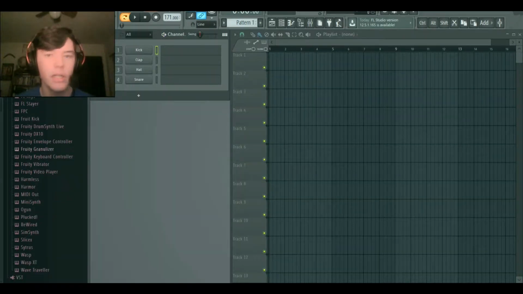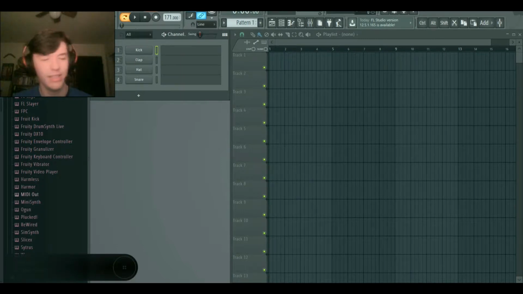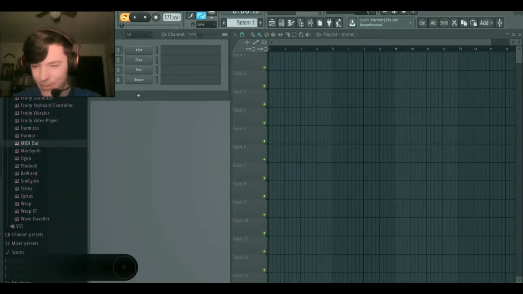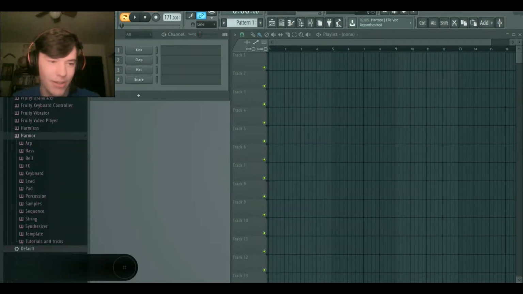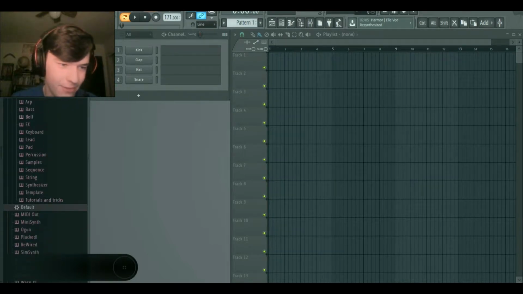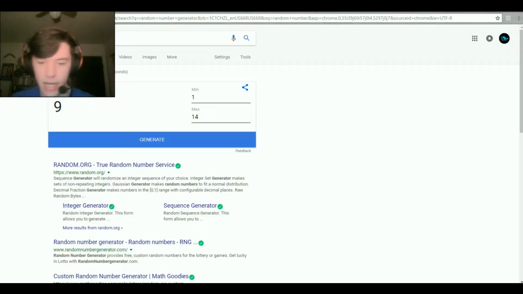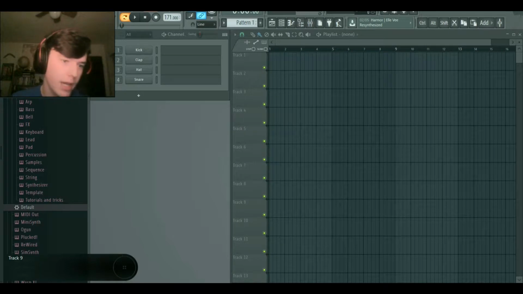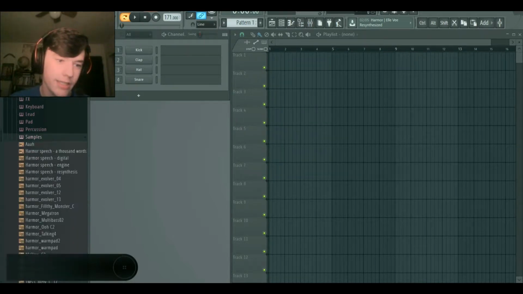We have 29 different generators. So we need to find out, why don't we go ahead and do 19 since it's the 19th of March? MIDI Out, that doesn't work. I don't know, man. Should we just use 18 then? Harmor. Okay, and then we have all this stuff here. We're going to go ahead and go with 9. So, number 9, so 14, 13, 12, 11, 10, 9 is Samples.